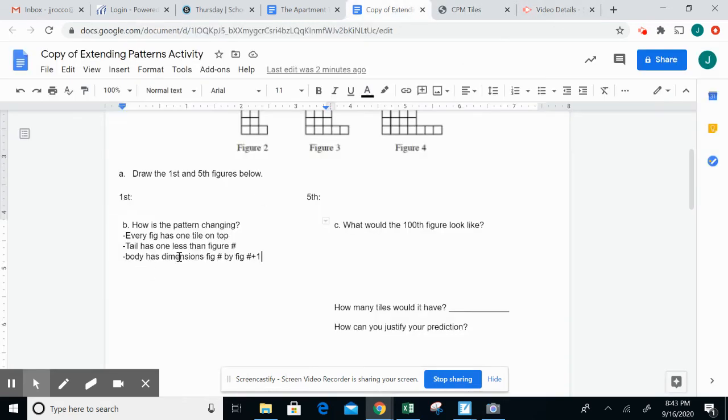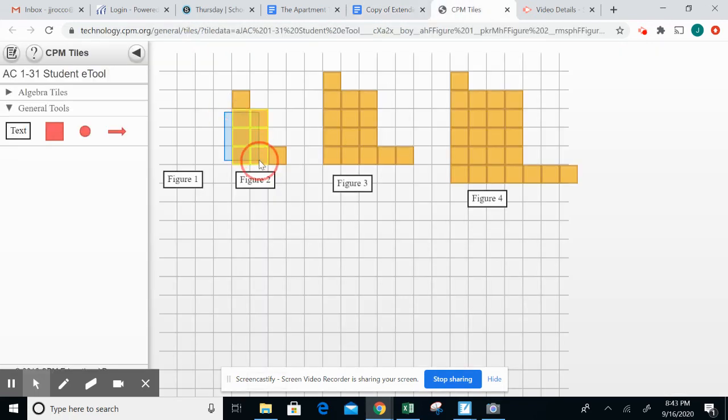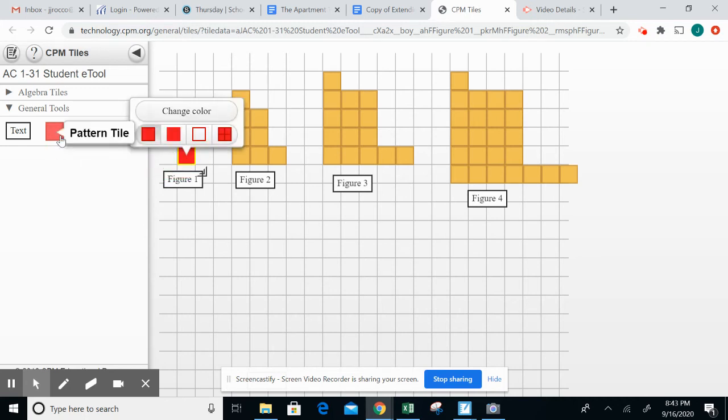What's my next rule? The body has dimensions figure number by figure number plus 1. So let's take a look. When I say the body, I'm talking about the rectangle, right? It's 2 by 3. This one was 3 by 4. Let's go backwards. 3 by 4, 2 by 3. So it'll be 1 by 2. So what I mean by that is 1 across and 2 up and down. You can see it's not very wide. It's only 2, and then it's higher at 3. So it's only 1 across and 2 up. And then we have always 1 on the top. That is what figure 1 looks like. No matter what way you write your pattern, your rules, that's what it's going to look like.